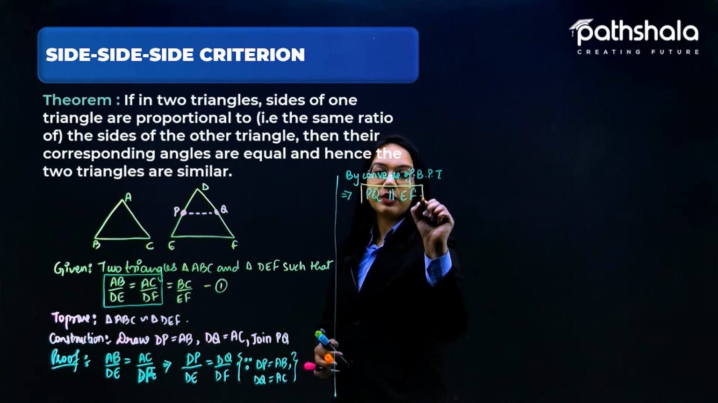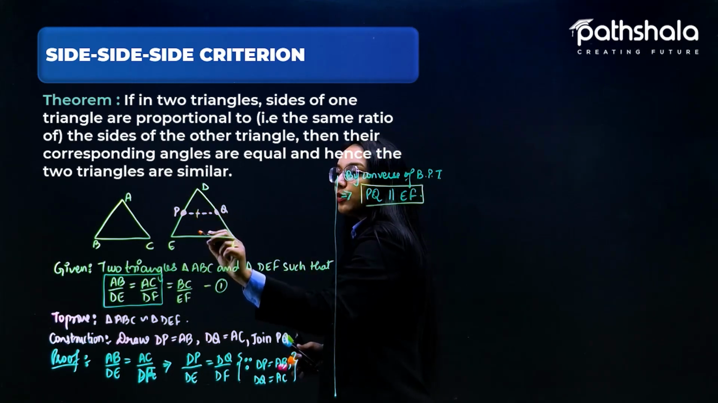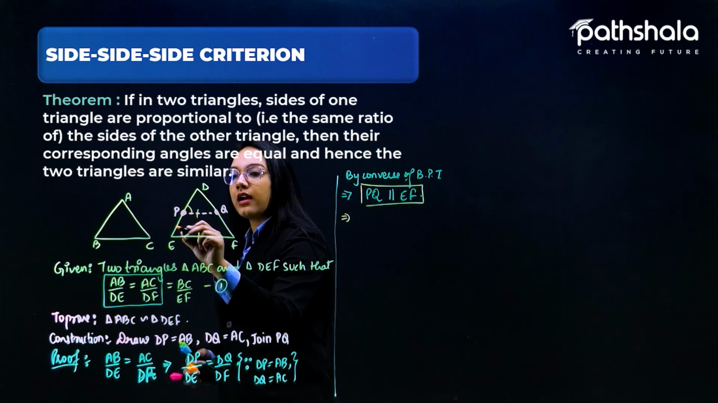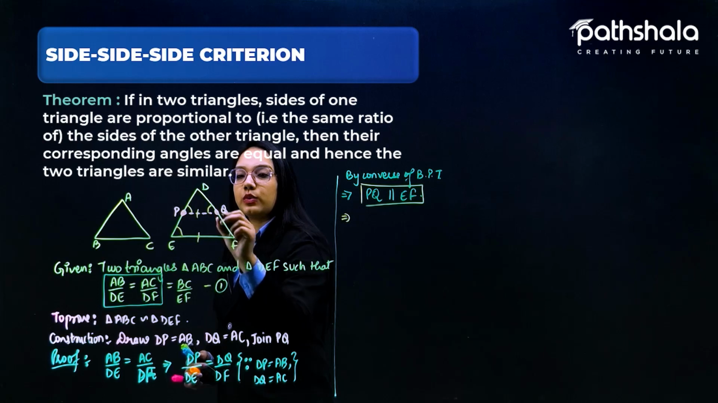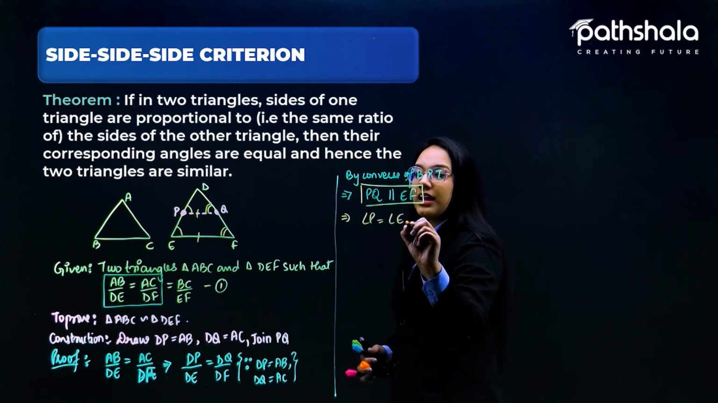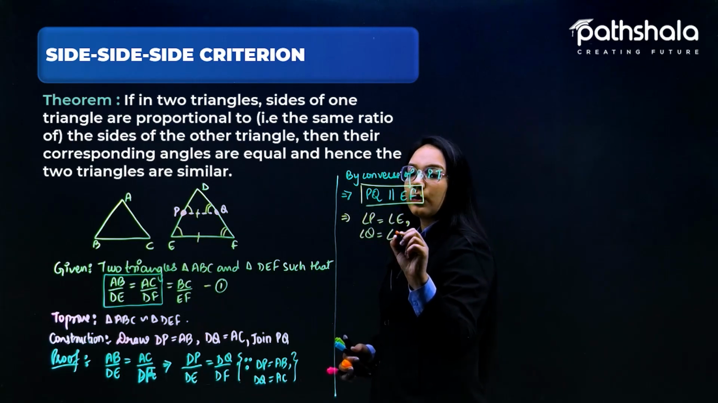And hence, if PQ is parallel to EF, then we can say that this angle is equal to this angle, and further this angle is equal to this angle. These angles are equal to each other. So it implies angle P is equal to angle E, and further angle Q is equal to angle F. Why?